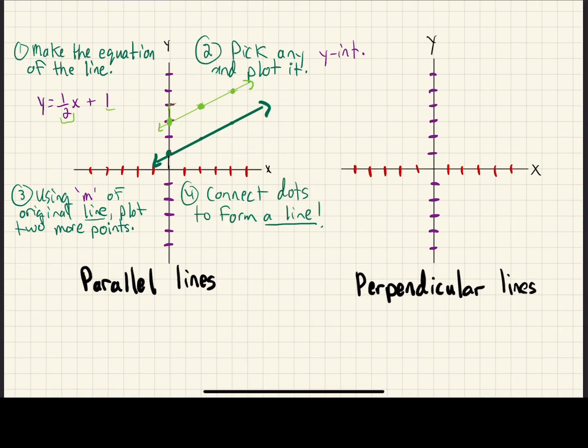Then you just connect the dots that you made in step 3, and that's your line that is parallel to the original line, which in this case is this line over here, the one that we've highlighted.